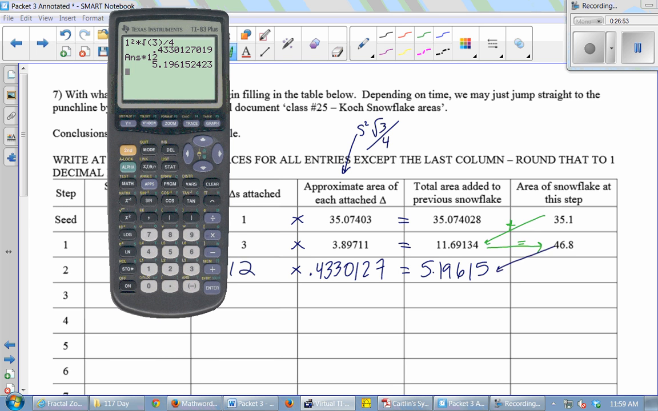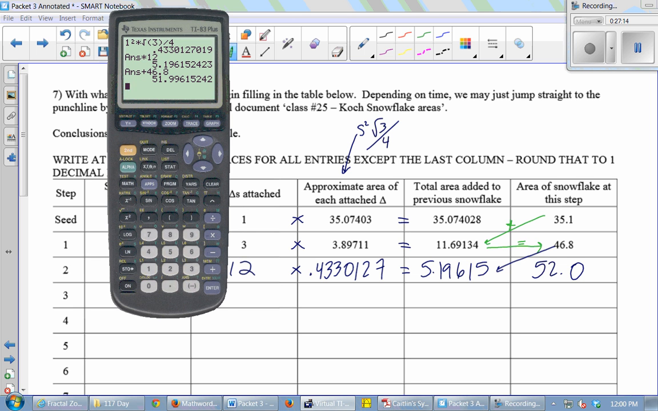So I'm going to add my 46.8 plus this, and I get 51.99 or 52. Something close to that. You might have rounded a little bit, as long as you have the general gist.